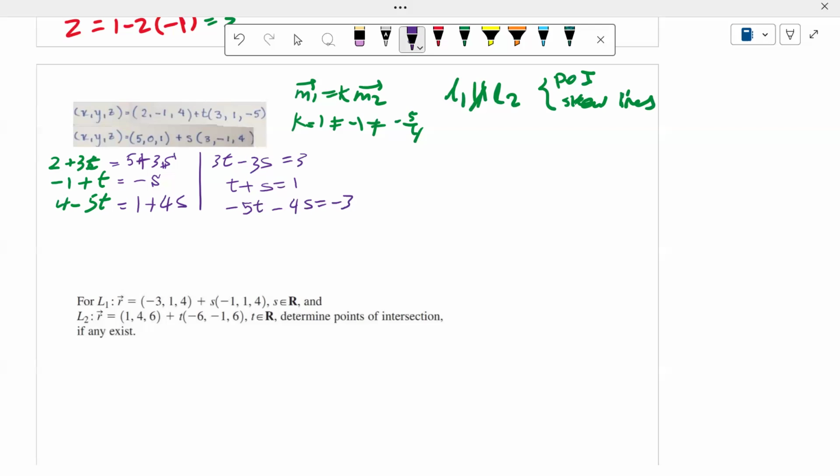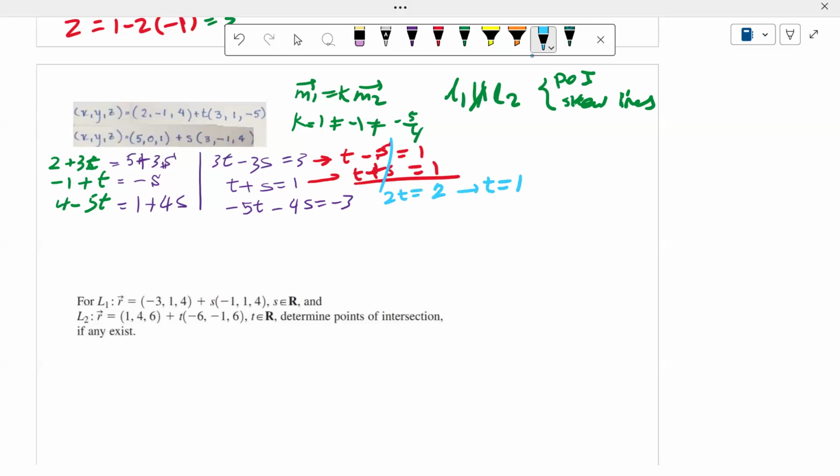Okay, which to find? I'm going to simplify this line because I can see I can simplify this. If I simplify this divided by 3, I get t minus s is equal to 1. And this one is t plus s equals 1. So I can subtract these, and I get 2t is equal to 2, and t is equal to 1.